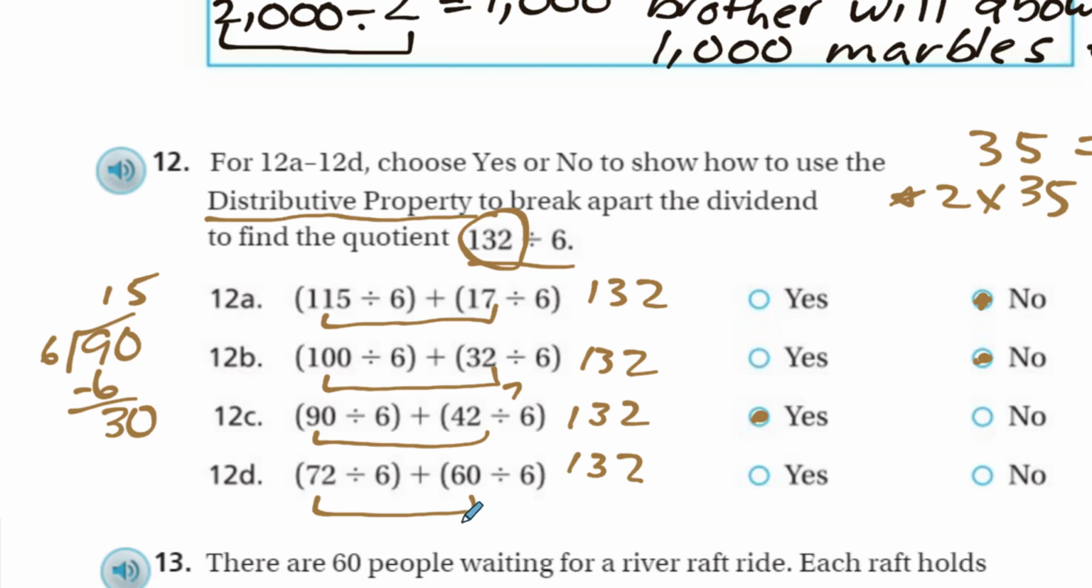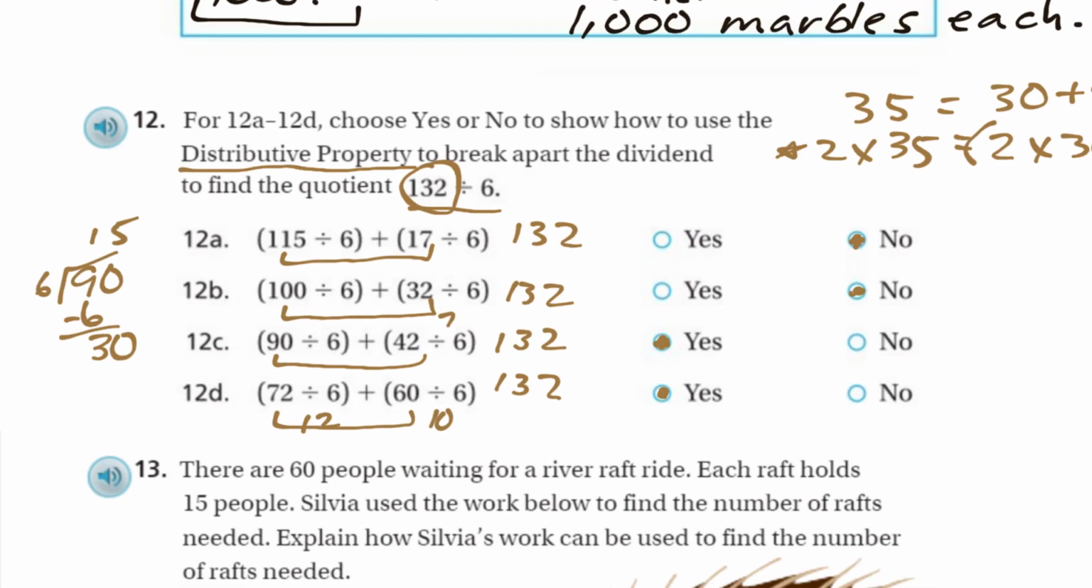And then, the same goes here. 60 divided by 6 is 10. And then 72 divided by 6, well, maybe no, that's 12 if you know your 12s. That would work as well. So these two are yes, and the other two are no. And that's how that works, small friends.